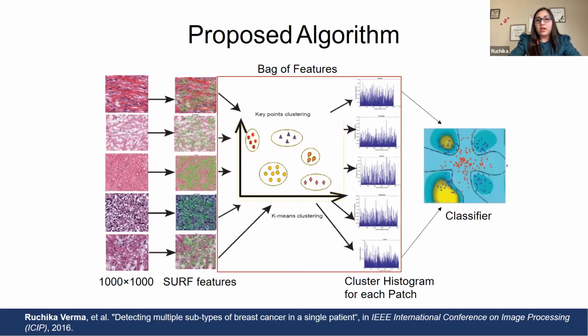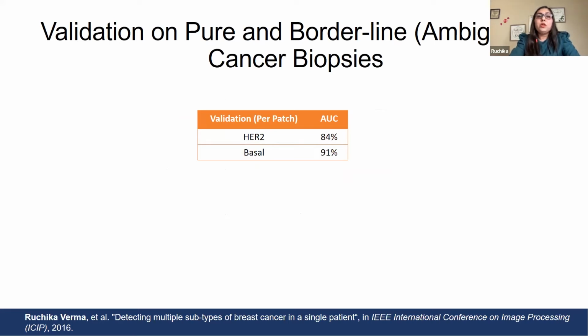After that, we used a one versus all classifier to perform basal versus all classification and HER2 versus all classification. So basically here we trained two separate models, one for basal versus all classification and the other for HER2 versus all classification. After training these models, we evaluated them using pure cases as well as borderline cases. But here, using pure cases, we saw that patches from HER2 patients gave us 84% AUC when we validated our HER2 versus all classifier. Similarly, 91% AUC was achieved by evaluating pure basal cases on the basal versus all classifier.